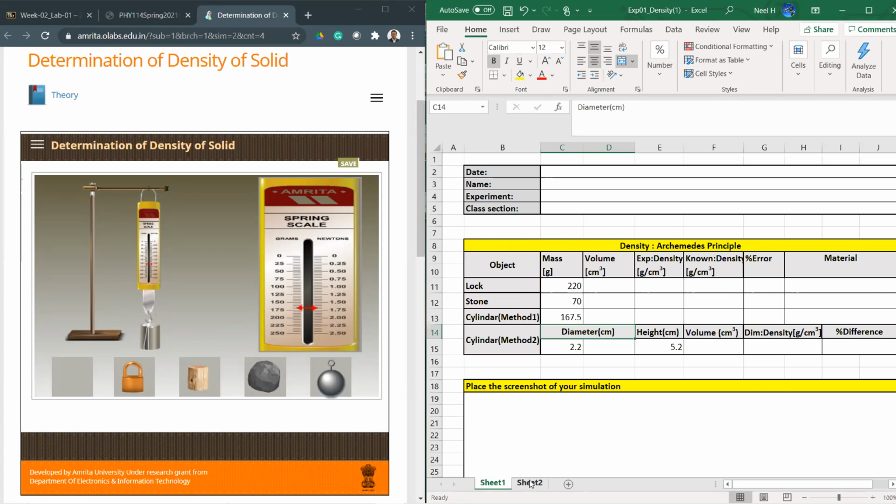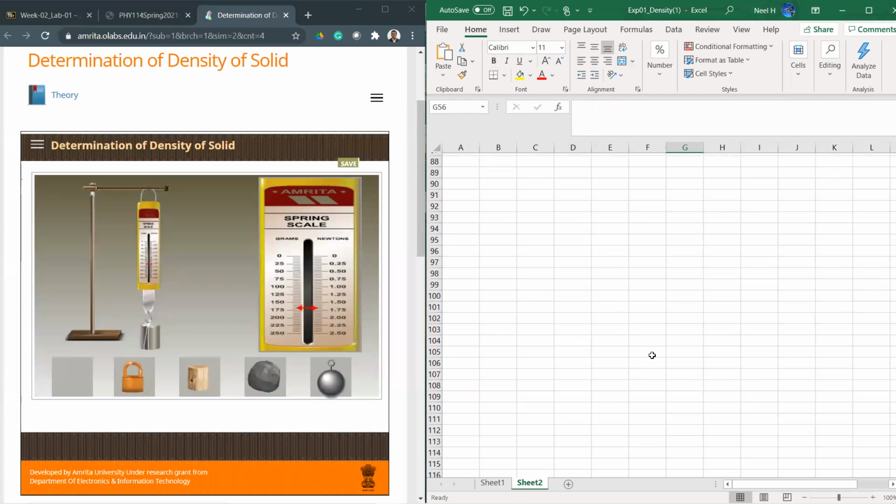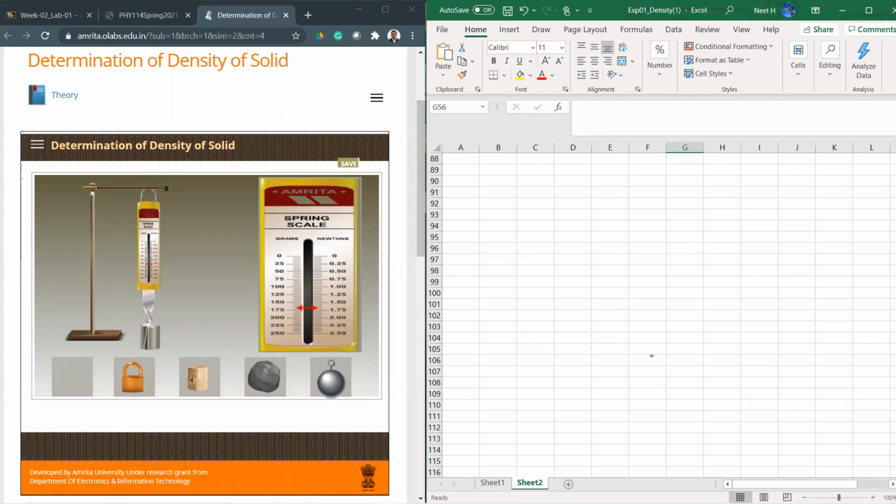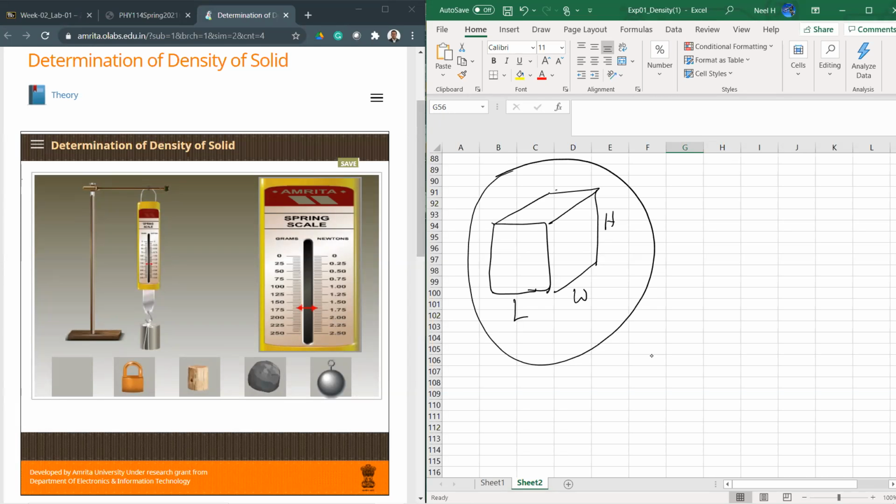Now, in this experiment, if you want to get the volume of an object, let's say I have a square-shaped, three-dimensional object, you can multiply length, width, and height together, right? But that can be done only if the object has a proper geometric shape. An object like a padlock doesn't have a proper geometry. An object like a stone doesn't either. So measuring dimensions is not going to work.